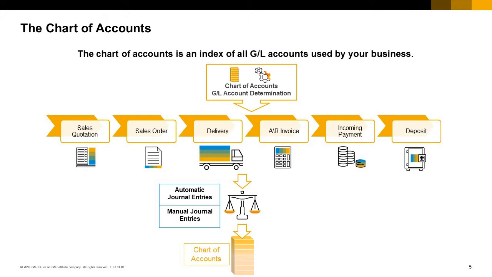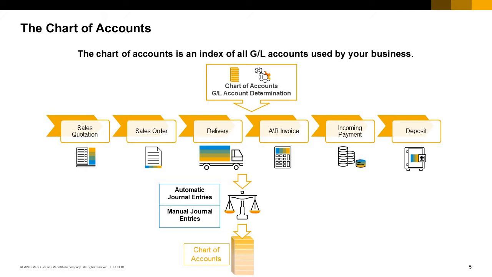The Chart of Accounts is an index of all GL accounts used by your business. Every GL account has an account code, an account description, and additional information that determines the functions of the GL account. When you implement SAP Business One, you define, or import, the Chart of Accounts, and default GL accounts to be used when transactions are created in the regular business processes: sales, purchasing, inventory and more.